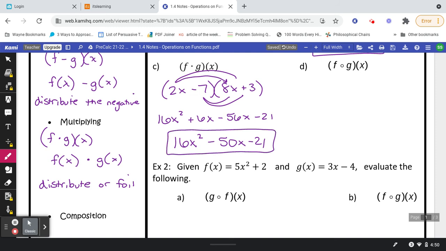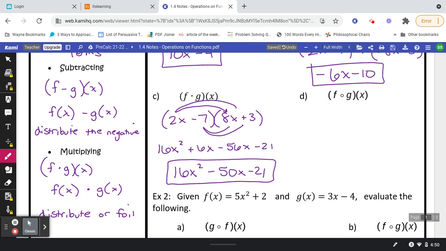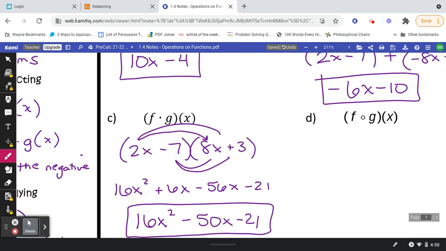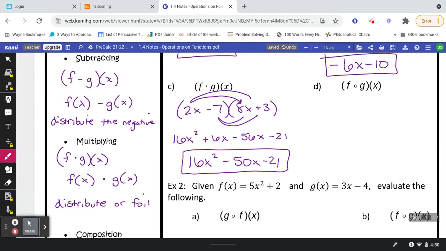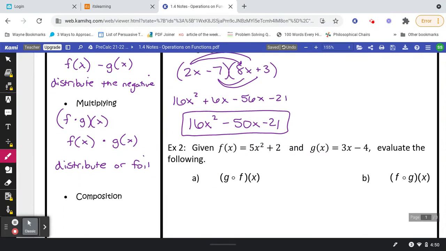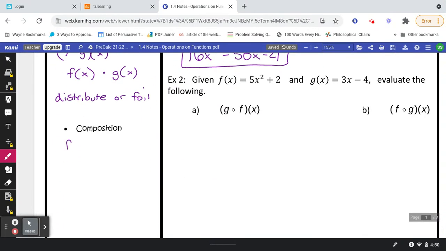All right, and the last one we're going to talk about is called composition. Notice it's this little open circle here. It's different than the multiplication symbol, and this one means composition. So we're going to be plugging one function into the other. So we can write it as f of g of x, and you say it as the word of. Another way they write this one is f parenthesis g parenthesis x. So it's almost like the g is enclosed inside the f function.